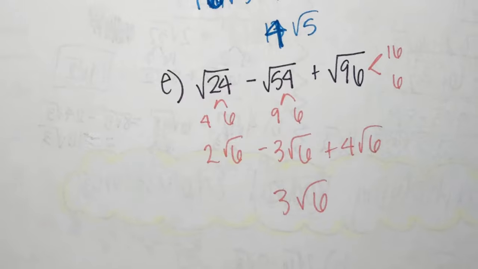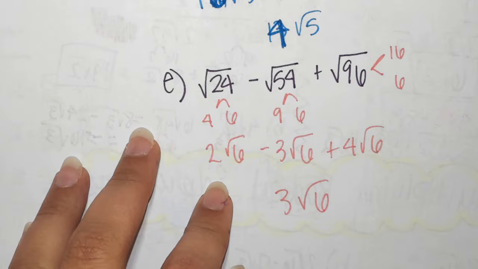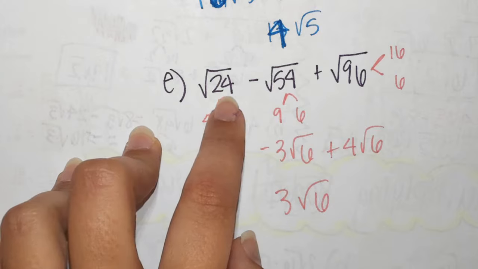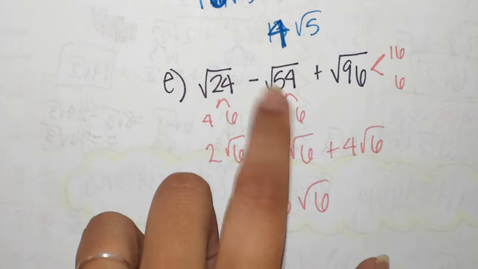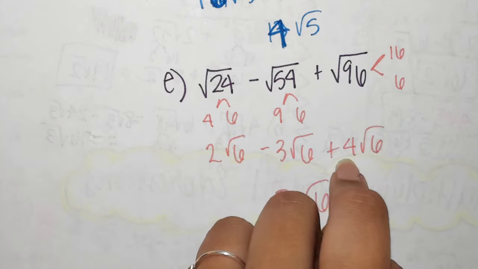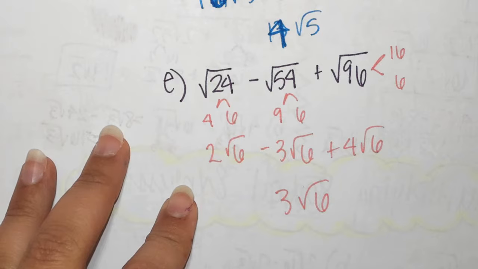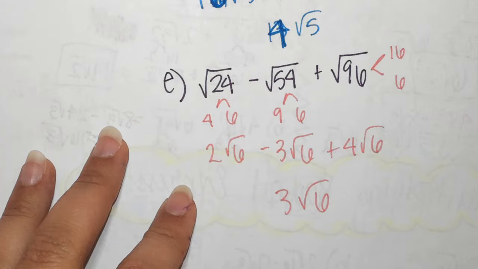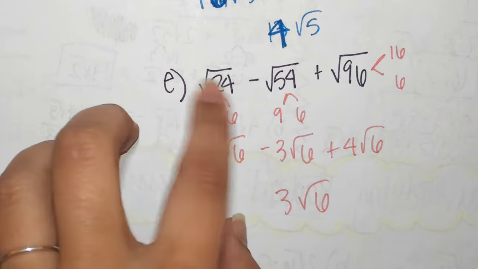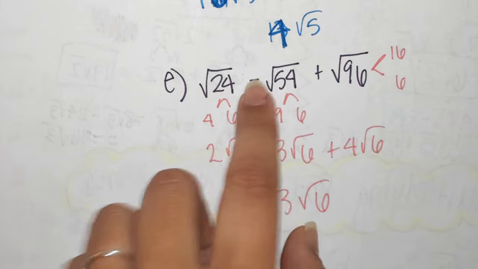I got 4 and 6. No, that is 4 and 6. I told you, 4 and 6 makes 24, so you get 2 root 6. 9 and 6 make 54, so you get 3 root 6. And 16 and 6 make 96, and you get 4 root 6. I thought you had to multiply 16 to like the... There's nothing on the outside.